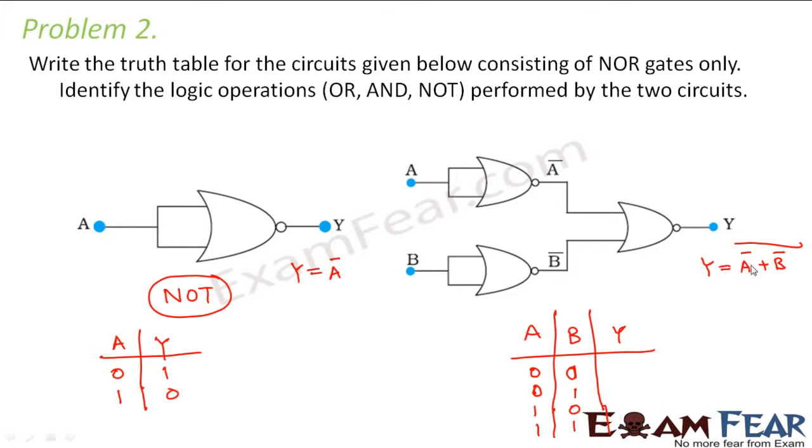So if you put both as 0, you will get 1 plus 1, that is 1, which when inverted gives 0. When this is 0, invert, it will become 1. This is 1, it will become 0. So 1 plus 0 is 1, which when inverted again becomes 0. Similarly, this becomes 0 and this becomes 1. What is this truth table looking like? This truth table resembles the truth table of AND gate. Therefore, it is performing the AND operation.